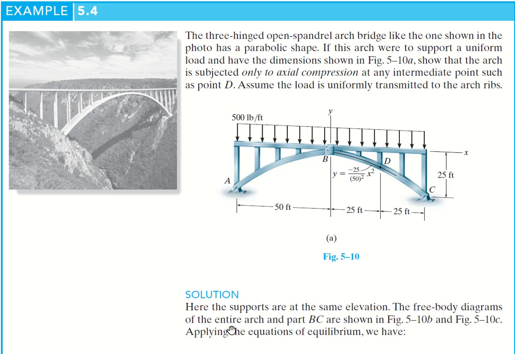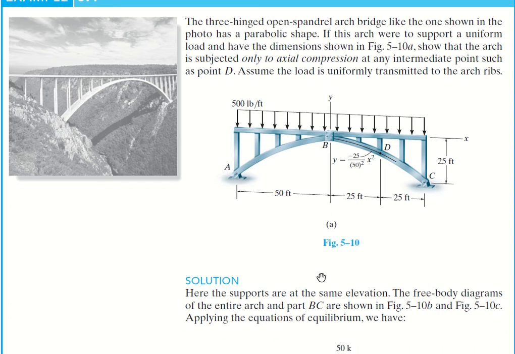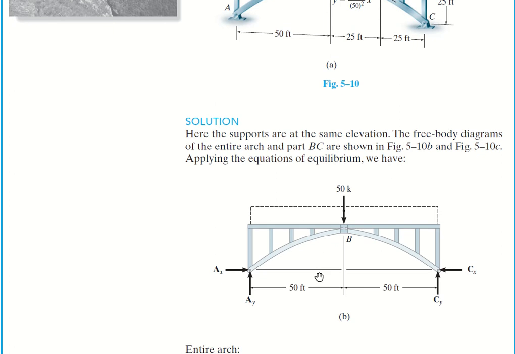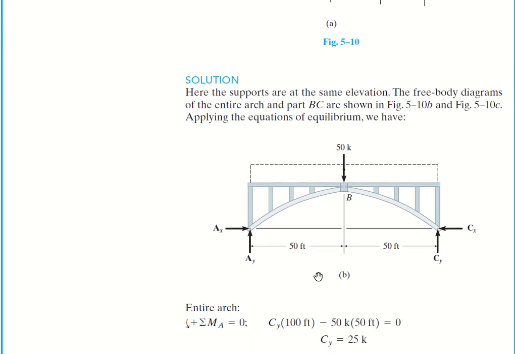The free body diagram of the entire arch and of the part BC is shown in figures 5.10b and c. So applying the equations of equilibrium we will have, now this is your figure b, and your complete arch is shown in this figure.